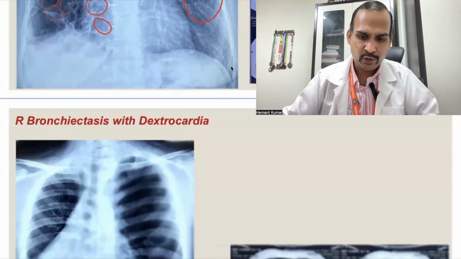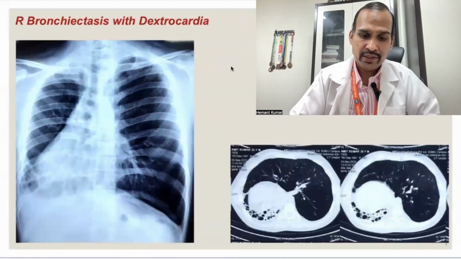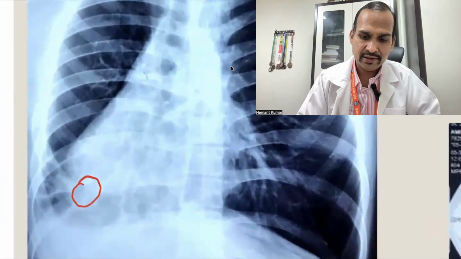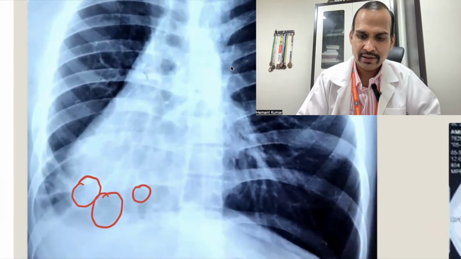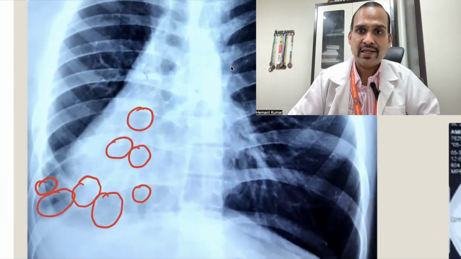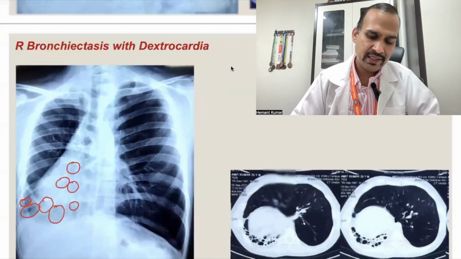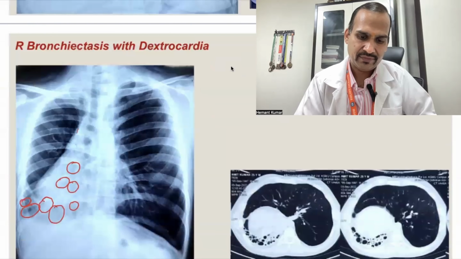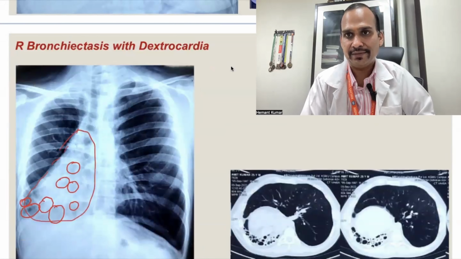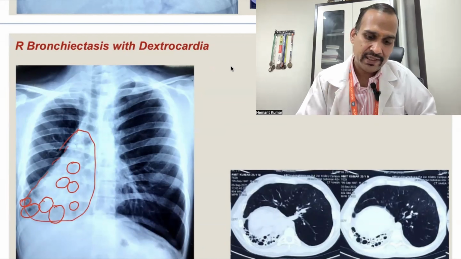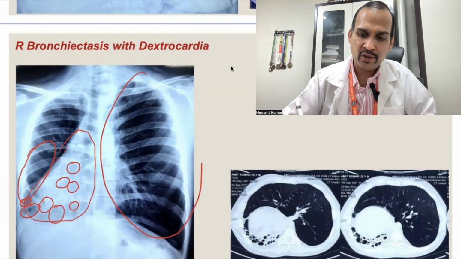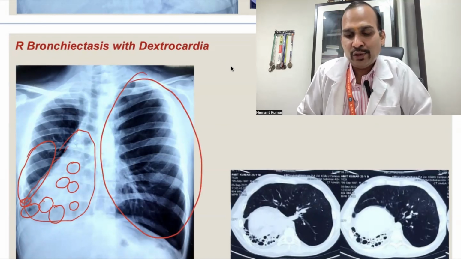I hope you are able to appreciate. Now, in this X-ray, you can appreciate on the right side there are cystic lesions. Can you appreciate behind the heart? Okay. So this is cystic bronchiectasis. And one more thing you can appreciate, the heart is on the right side. One more thing, there is loss of volume on the right side and there is compensatory emphysema on the left side. So this is bronchiectasis.